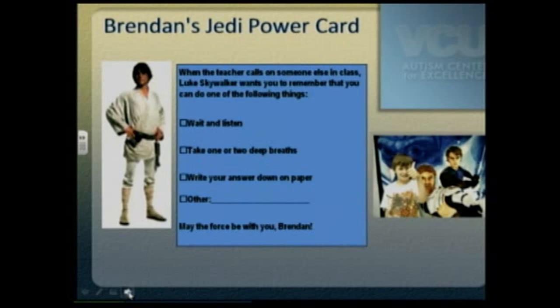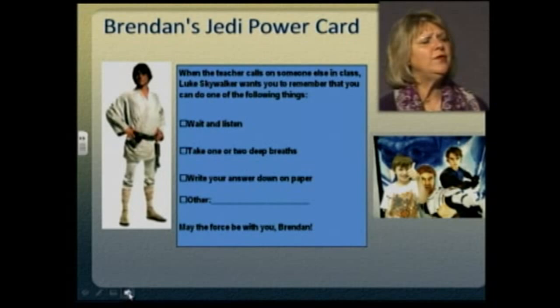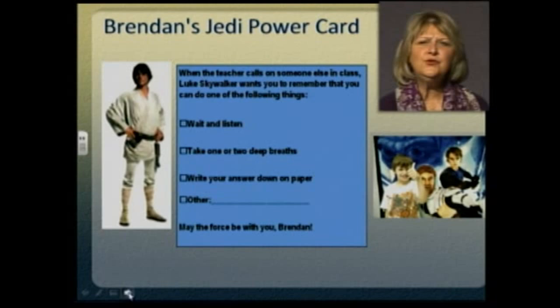And so what we did, and you're going to notice on the back side of the card, we wrote what are called keychain rules. Keychain rules are a technique that you're going to see several of in just a moment. But this is a technique where we put together some ideas for him just as a little checklist. And you're going to notice when the teacher calls on someone else in class, Luke Skywalker wants you to remember that you can do one of the following things. Wait and listen. Take one or two deep breaths. Write your answer down on paper.